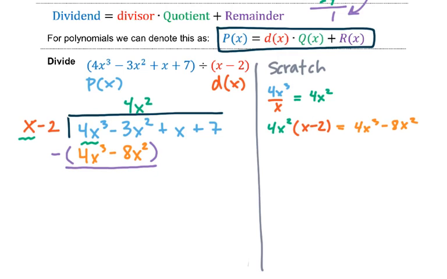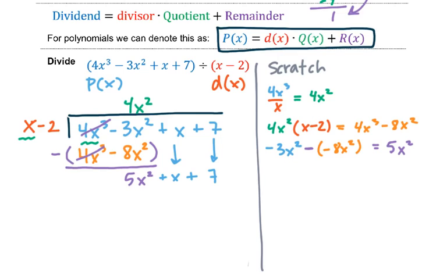So my first two terms should always cancel. And when I do the subtraction of my next two terms, negative 3x squared minus, and we have here negative 8x squared, so negative 3x squared minus negative 8x squared, that's negative 3 plus 8, and we have 5x squared. So 5x squared is what goes beneath, and then our terms are going to carry down again.